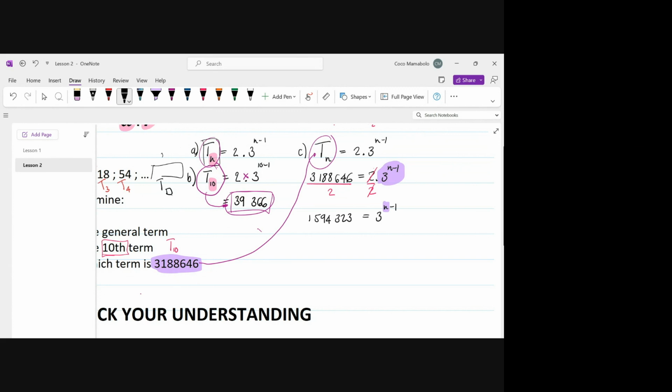Good. On this side, we're going to get 3 to the power of 13 equals 3 to the power of n minus 1. Now that I have the same base, I can drop the bases. That tells me that 13 is equal to n minus 1. Therefore, transposing the negative 1 to the other side, it becomes positive 1, so n is equal to 14. All right, how did we do?